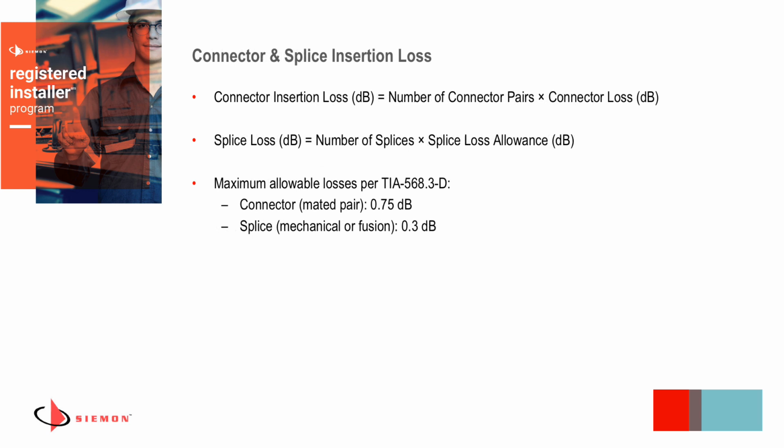For the connector and splice insertion loss, the connector insertion loss is based on how many connectors you have times the connector loss for each. Splice loss is the same thing: the number of splices that are implemented within that link times the splice loss allowance. And if you don't know what the connector specifications are, the maximum allowances are 0.75 dB per connector and 0.3 dB per splice. You can expect most manufacturers will have losses that are below those, but those are the maximum allowable. So if you set up the field tester for the default limits, that's what will allow you to achieve for field testing.